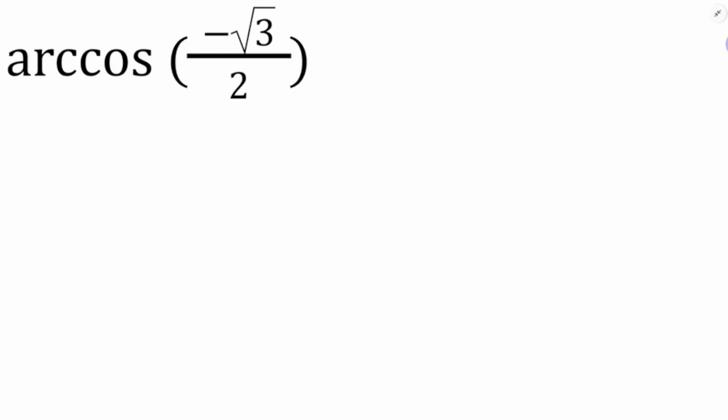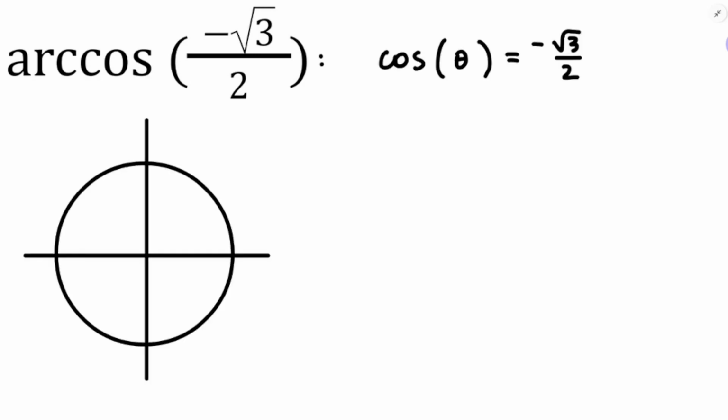Okay, now if we're confronted with something like arc cosine of negative root 3 over 2, this is going to be exactly the same process of what we just did. We're going to say, all right, where on the unit circle is cosine theta most obviously equal to negative root 3 over 2? Okay, so we get ourselves a unit circle. And for arc cosine, we need to remember what we drew up above, that we're going to restrict the circle to the top half.